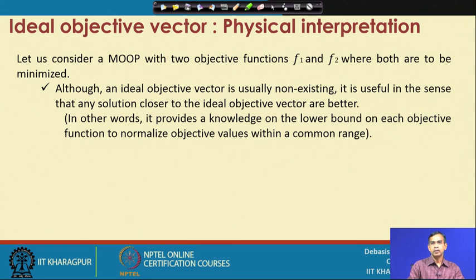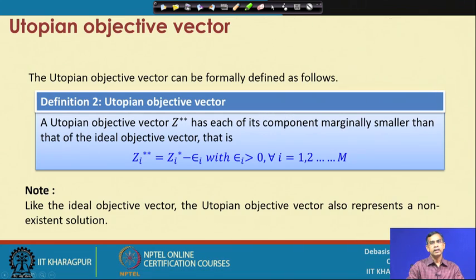Now, we have learned that the ideal objective solution is usually non-existing, but it is useful in the sense that any solution closer to the ideal objective vector is preferable. So, this is the usefulness of the concept of the ideal objective vector. Now, we will discuss another solution. Such a solution is called the Utopian solution. Utopian means it is fictitious, it is never possible, like the ideal, but to another extent.